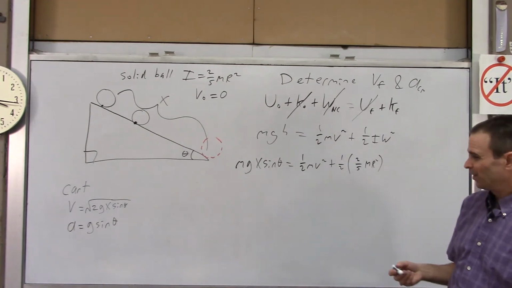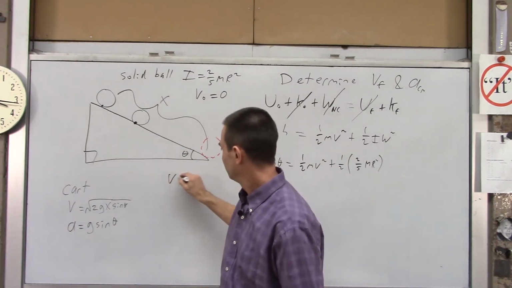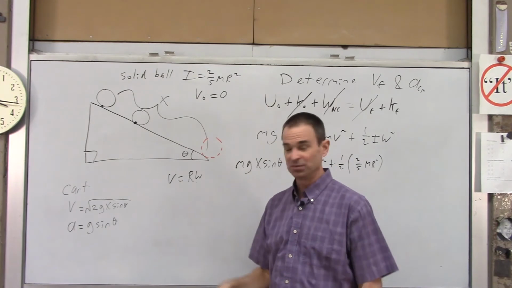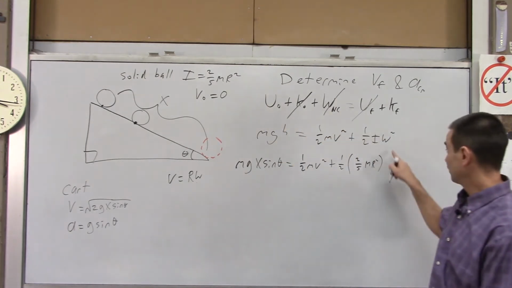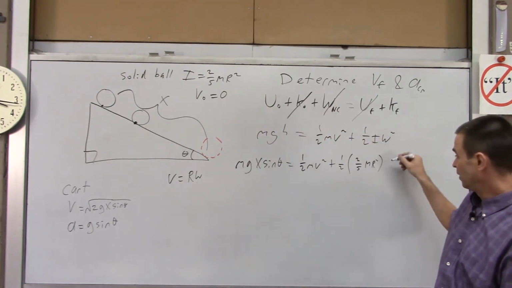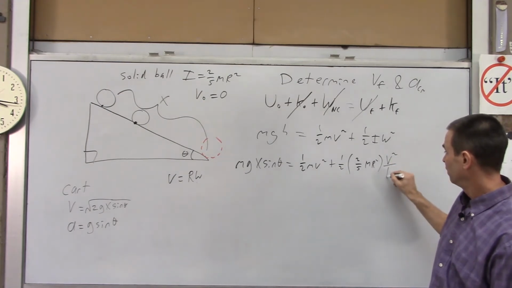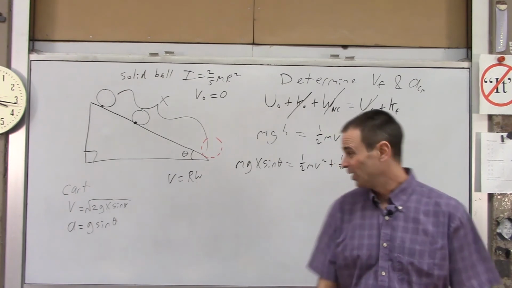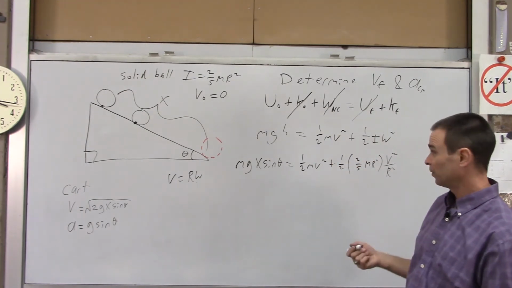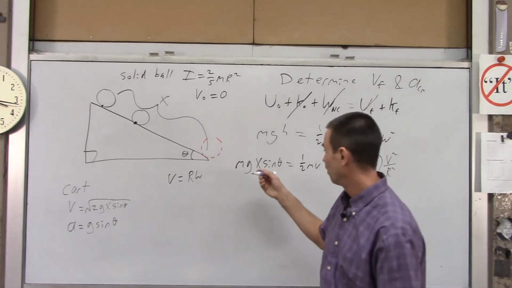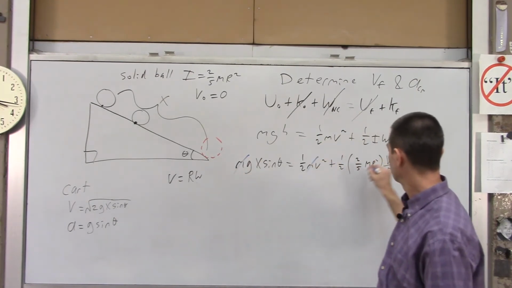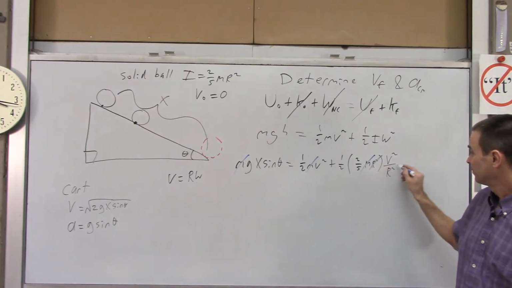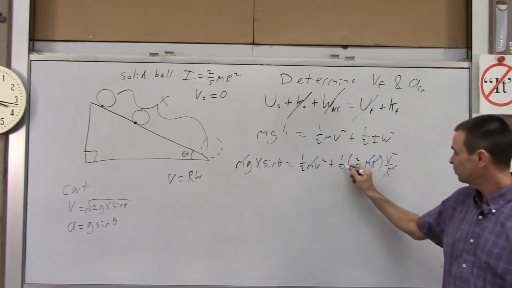And then what's omega? Well, v equals r omega, so omega is just v over r. That's squared, so I have to square both the v and the r, so this becomes v squared over r squared. Once you've got that, you can do a lot of canceling. You'll notice there's an m in all three terms, so the m is gone. The r squared and r squared cancel, and even this 2 and this 2 cancel.